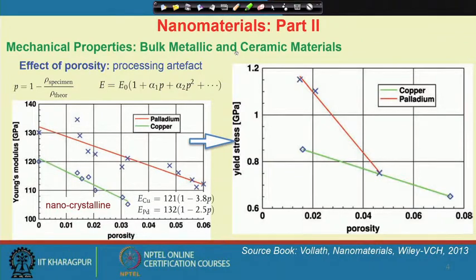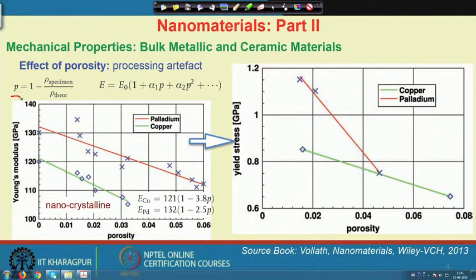So, what we have so far understood is that if we have a very small particle size we have to consolidate, and during consolidation the problem arises. The reason is that every such compacted sample or differently processed nanomaterial may have some processing artifact. A first example of a processing artifact is the defect or porosity. This porosity we can estimate in terms of P, which is equal to 1 minus the density of the specimen over the theoretical density.